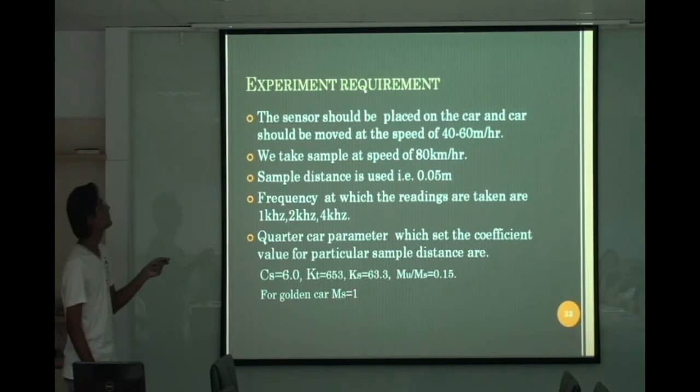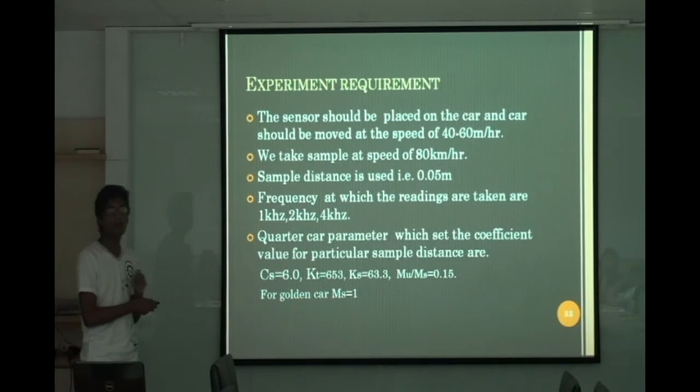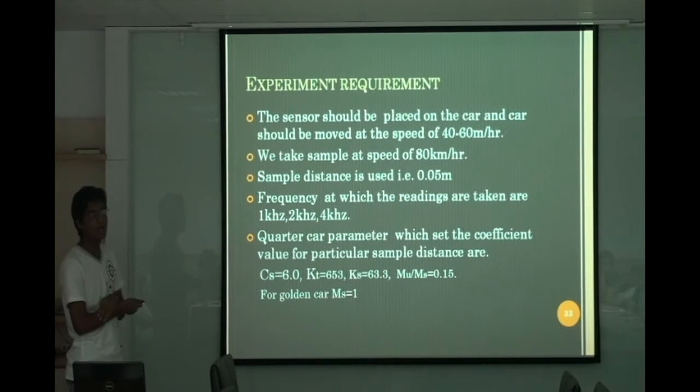So, experiment requirements. We will run our car at 40 to 60 miles per hour, or we can say we run our car at 80 km per hour. We take a sample distance of 0.05 meter, or we can say 50 mm. The frequency at which we work is 1 kHz, 2 kHz and 4 kHz. And these are the quarter car model parameters: CS, KT, KS and MU by MS. These are the parameters which are set first to calculate the value of IRI.